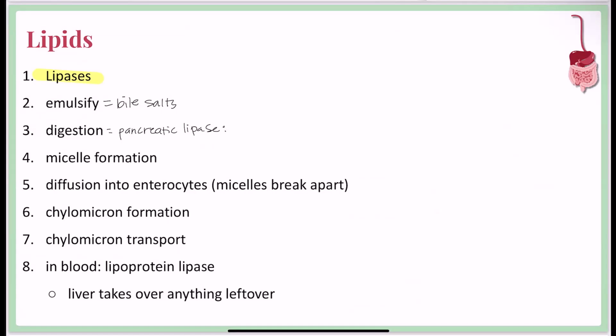So we have this molecule that looks like this. It's a glycerol, which is a sugar, and then we have 3 fatty acids off of it. This is fatty acid 1, fatty acid 2, fatty acid 3. What pancreatic lipase does is it acts on that triglyceride. This is a triglyceride.